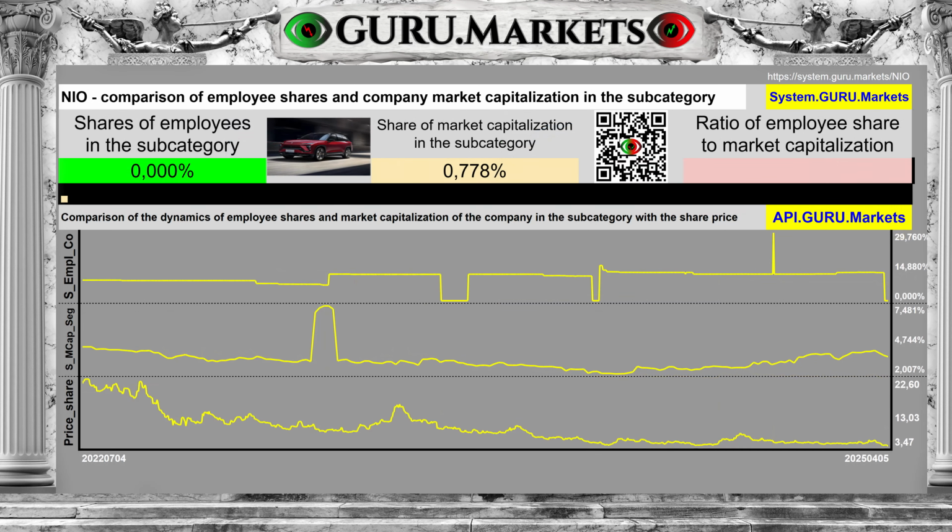The company's share in terms of the number of employees in the subcategory is 0%. This is less than a share of market capitalization. This fact reflects the market value of the company NIO Inc.